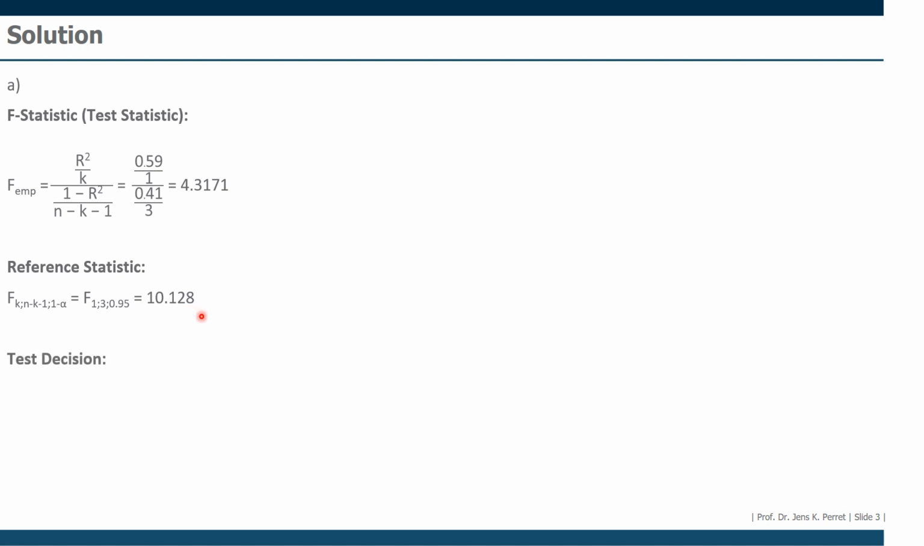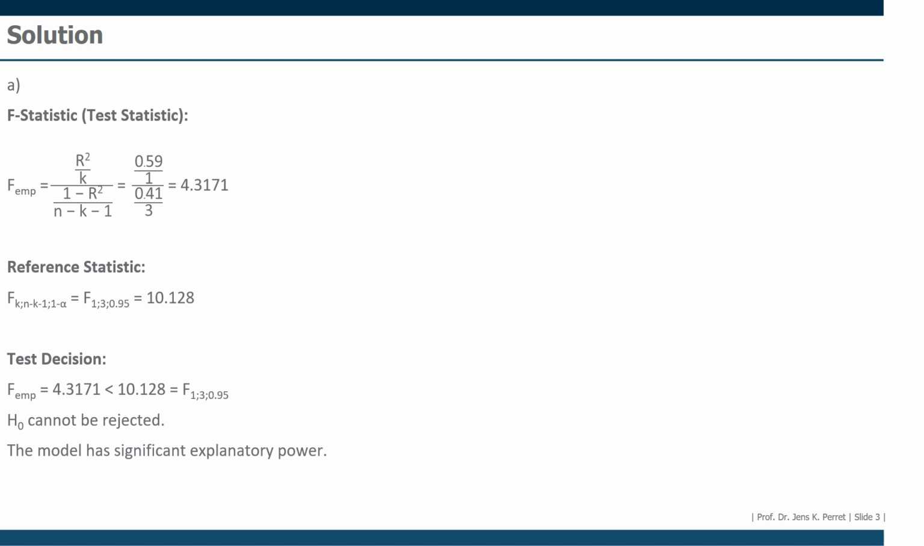Then for the test itself, we can compare test and reference statistic, and we see that the test statistic is smaller than the reference statistic. Whenever this is the case, we cannot reject our H0 hypothesis, and H0 in this case means that the model does not have any significant explanatory power. So that's the situation for an error margin of 5%.